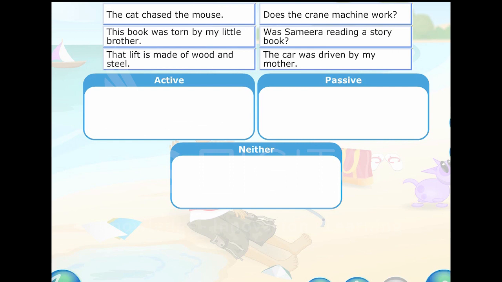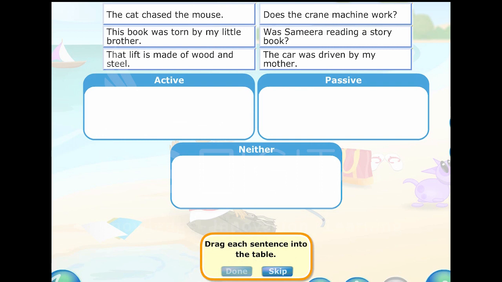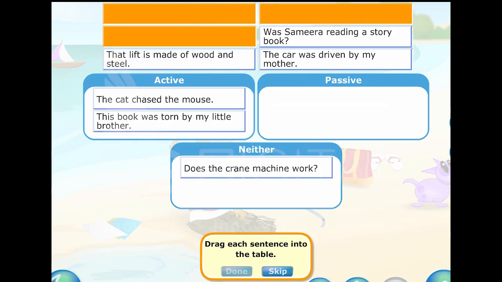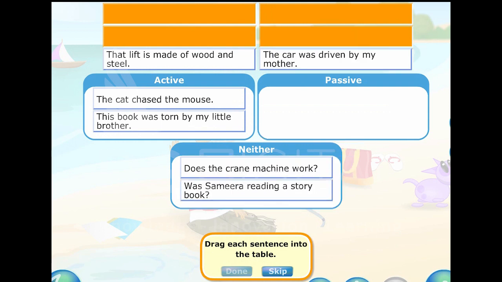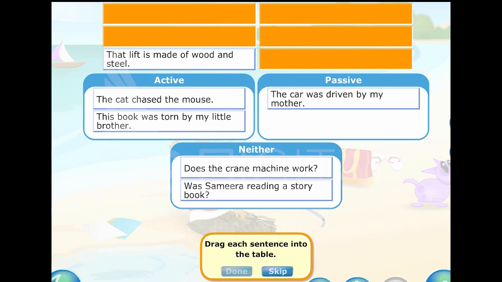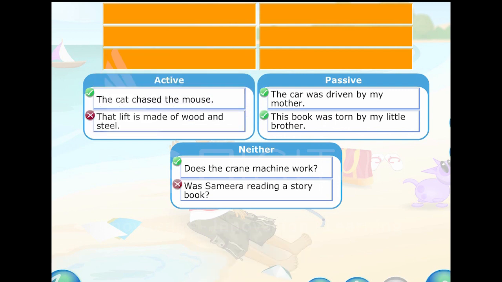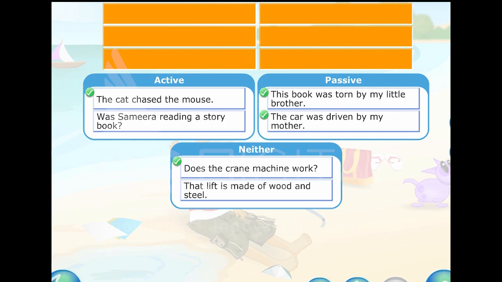Some of these sentences are in the active voice, some in the passive, and some in neither the active nor passive voice. Drag each sentence to the correct box. Not exactly. These are the correctly sorted sentences.